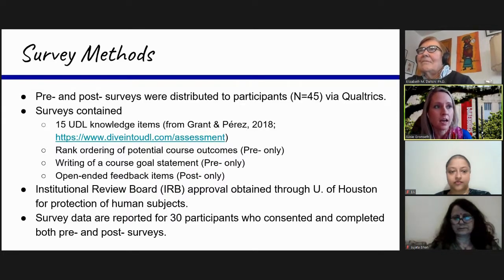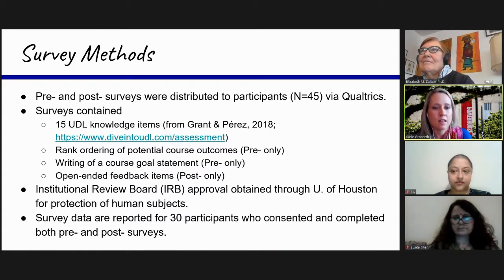We also had rank ordering of potential course outcomes in the pre-survey, as well as the writing of the goal statement that we looked at a few of those earlier in this talk. And in the post-survey, we had some open-ended feedback items where we asked about how they intended to apply the content, what kinds of things they are interested in still learning about, how impactful they felt that this workshop or this course was on their learning, and so on.